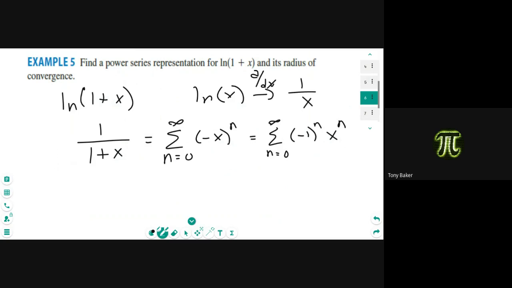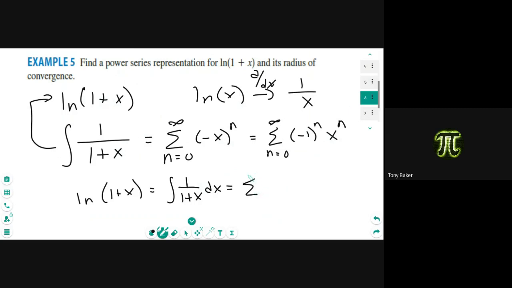Okay, but that's not what I wanted. I wanted ln of 1 plus x, right? So if I took the integral of 1 over 1 plus x, does that give me that? Yes, right? Because we did the derivative to get it. The opposite of that would be the integral, right? So if the integral of that gives me that, then ln of 1 plus x equals the integral of 1 over 1 plus x dx.